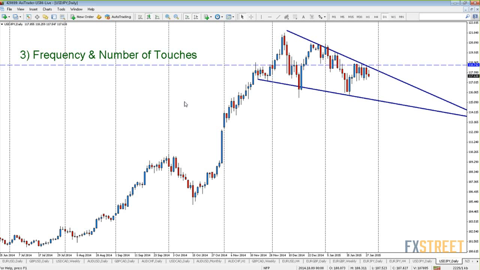Now, I'll give you a short and dirty rule. It's not foolproof, but what I like to use is a rule where, if you have 2 touches, look for a reversal. 1 or 2 touches could mean a reversal, but 3 or more could mean a breakout. That's the way I do it.